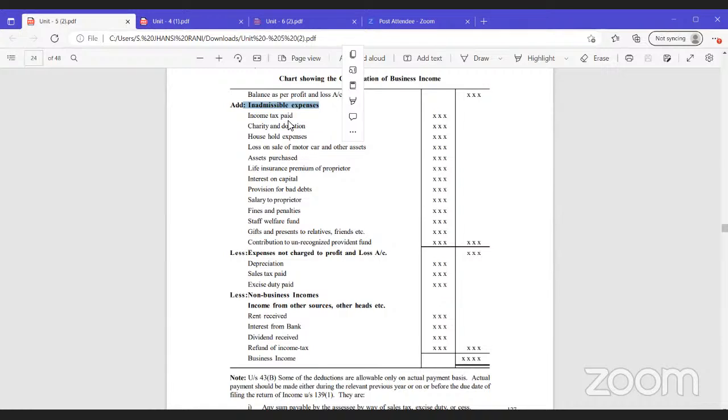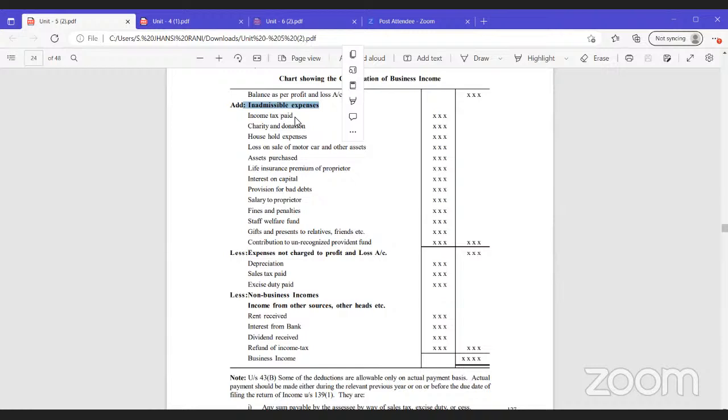Business will not pay income tax. Business is different. Again, it's an artificial person. Income tax paid is an individual thing. Our business is not paying income tax. It is only called business expenditure.